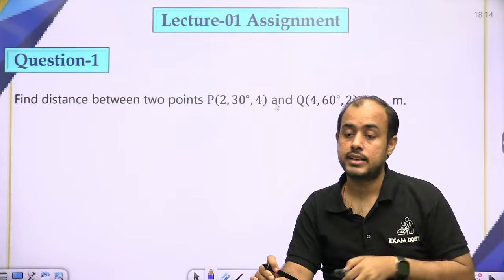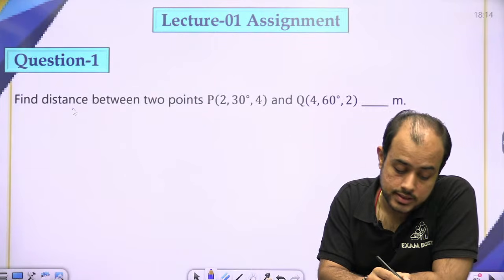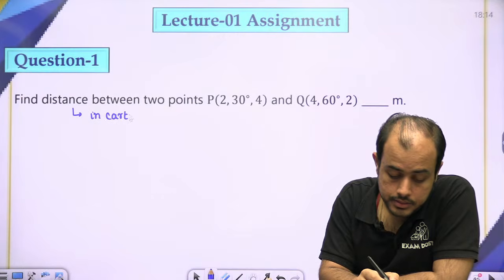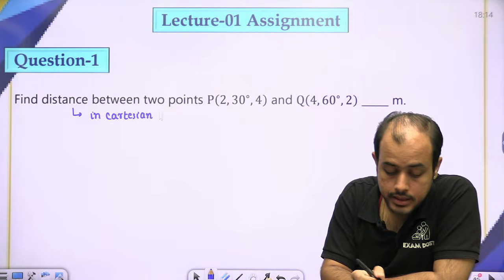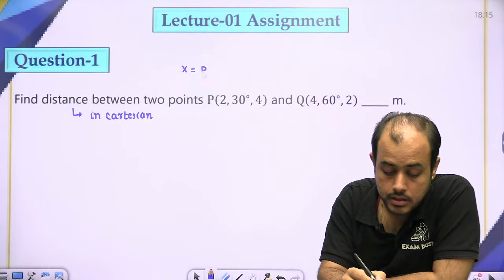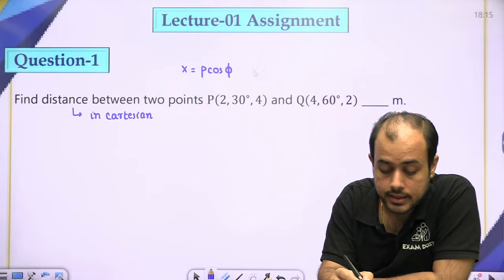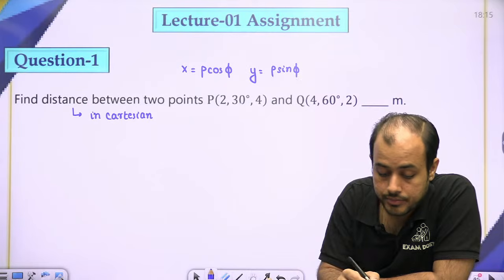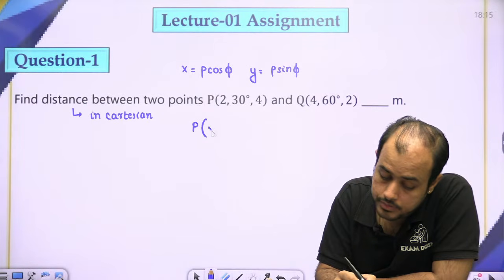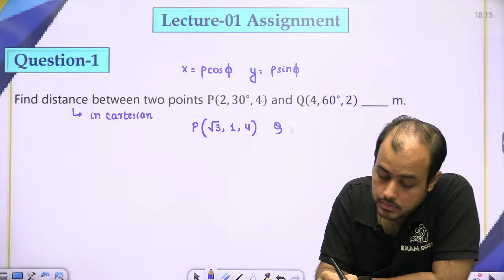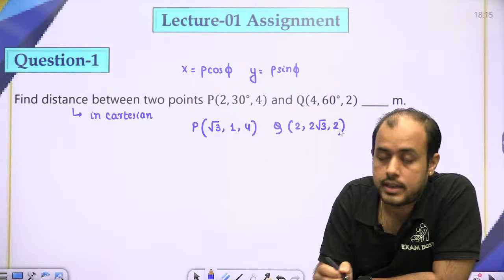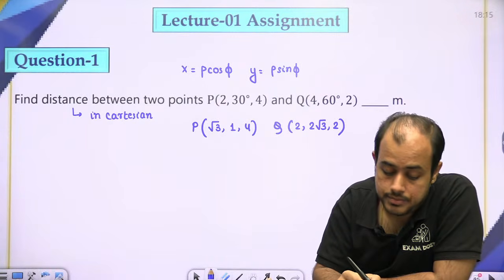We need to find the distance between 2 points. So distance is always computed in Cartesian. This is cylindrical. X is rho cos phi, y is rho sin phi. Okay, मैंने यही कन्वर्जन कर लिया.